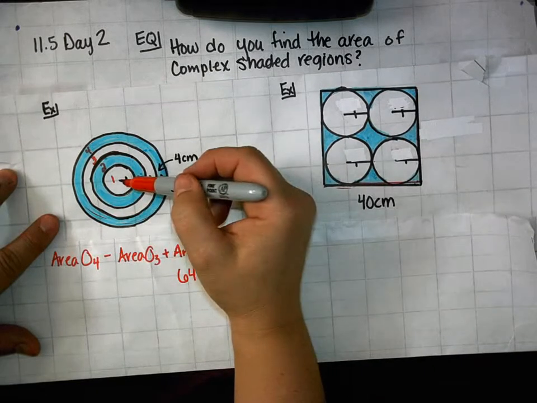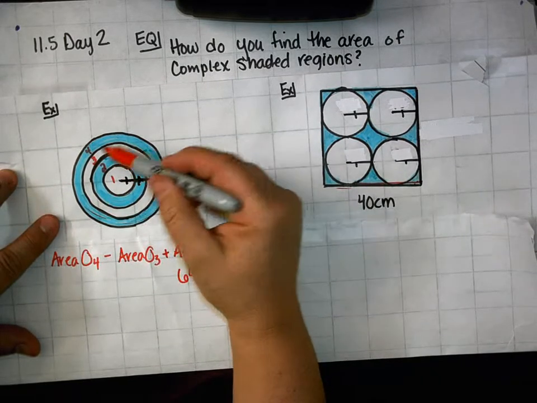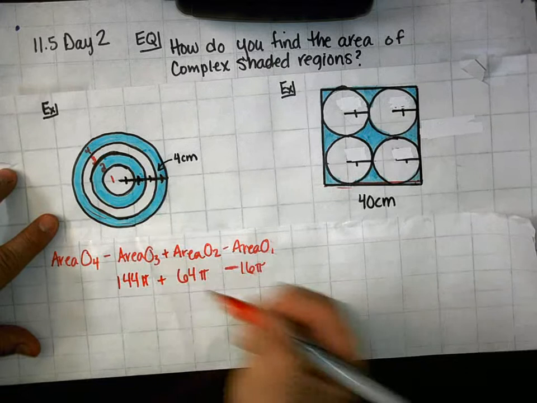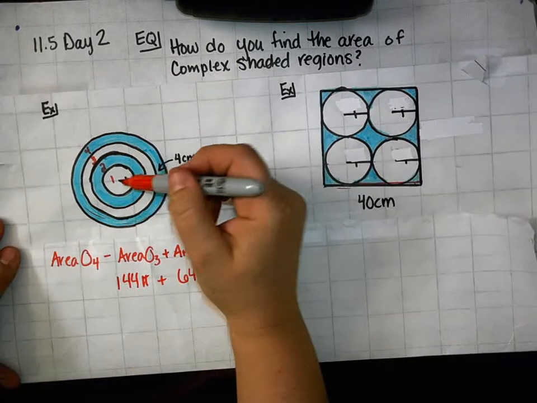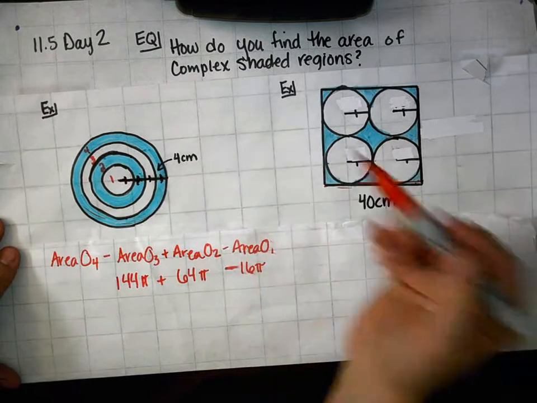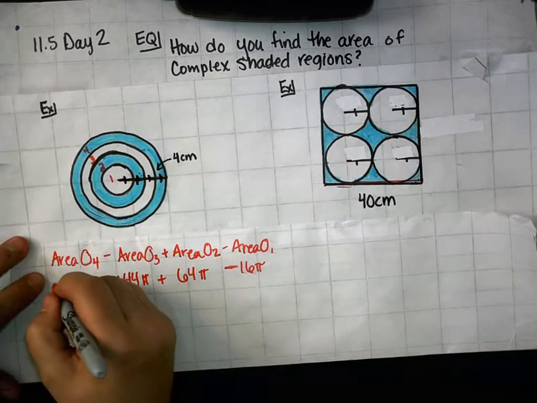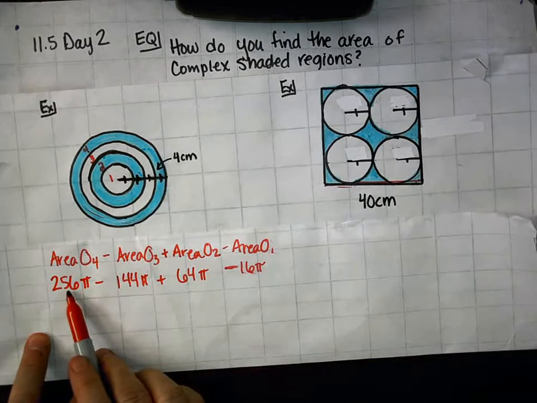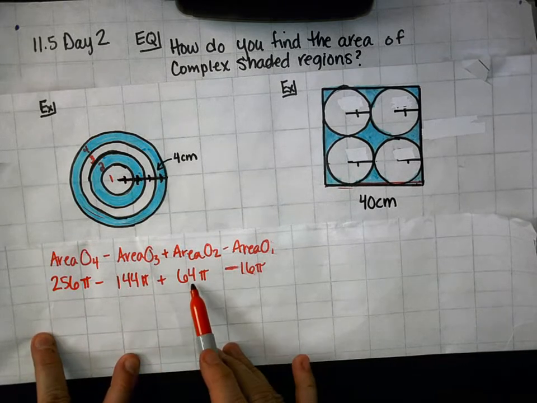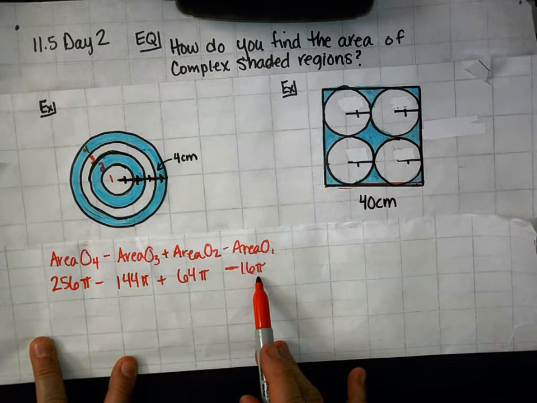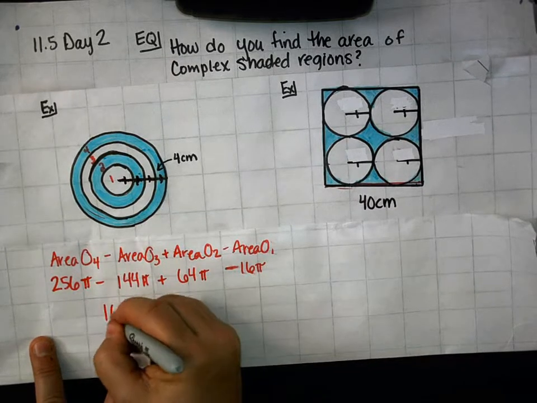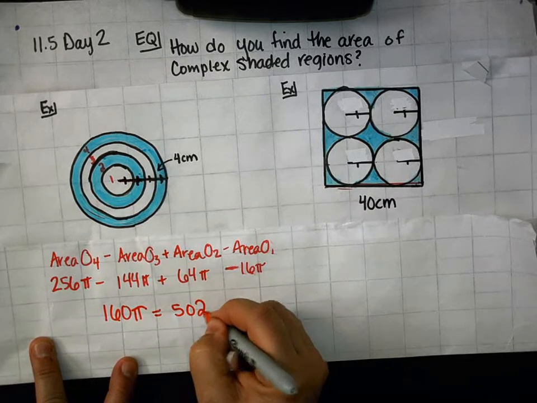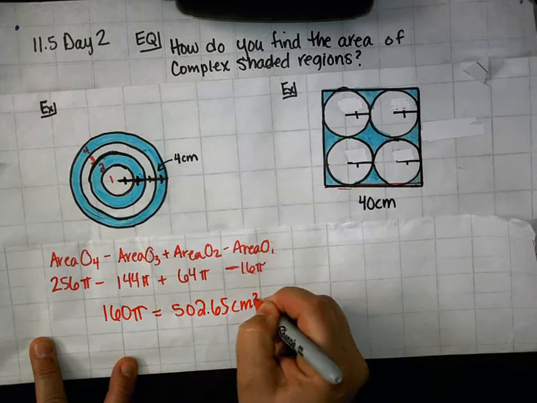Moving out to circle 3, I have 4 plus 4 plus 4, giving this circle a radius of 12, and the area 144 pi. Area of circle 4, there's 4 plus 4 plus 4 plus 4, giving the radius 16, and 16 squared is 256 pi. Now if I do 256 pi minus 144 pi plus 64 pi minus 16 pi, it looks like I get 160 pi. Plugging that into my calculator, I get 502.65 centimeters squared.